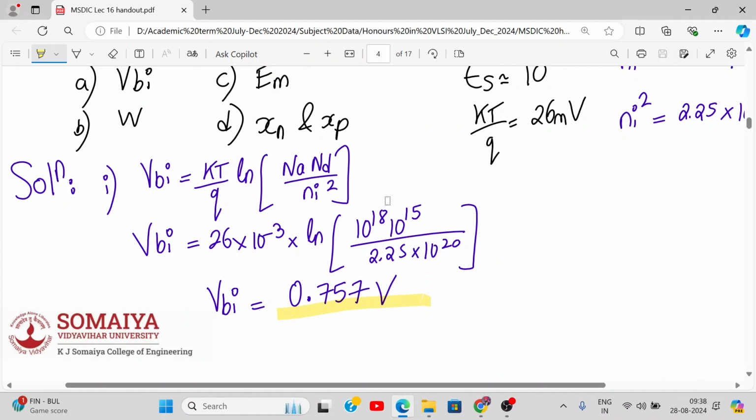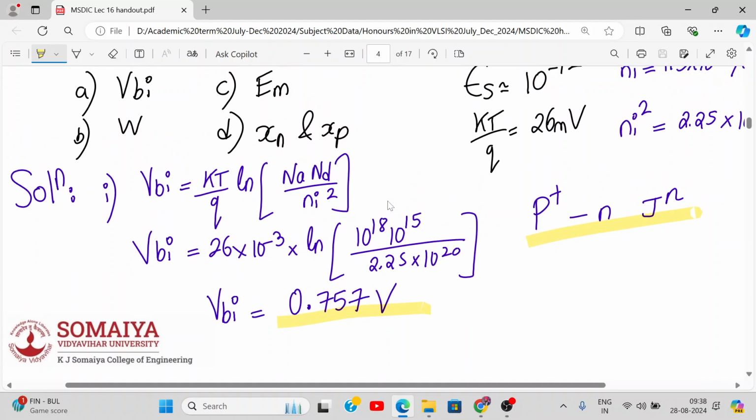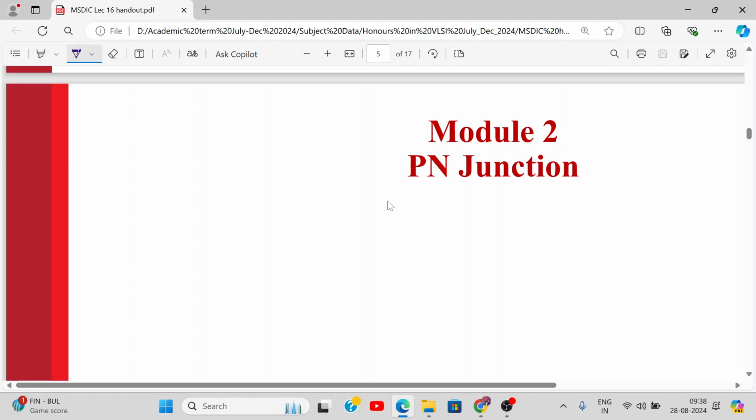So which type of junction is it? It is P plus N junction, right? What do you mean by P plus? Heavily doped. It is very heavily doped, but still we can write P plus N junction. Next is find W and EM.